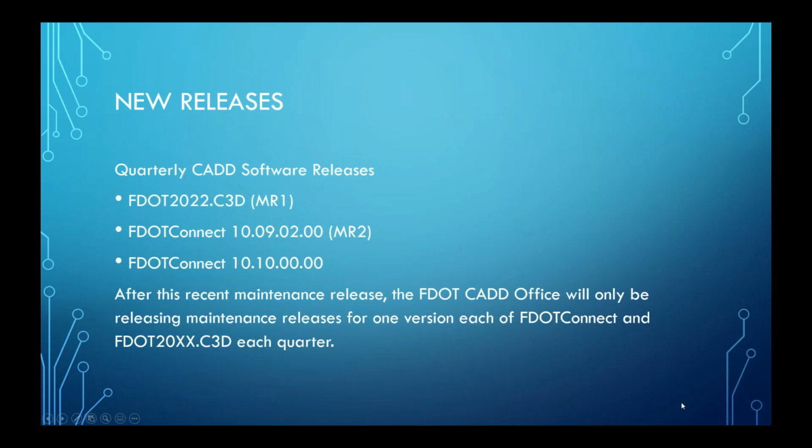As I mentioned on the previous slide, the FDOT CAD office recently published our quarterly maintenance releases. This software is available for download from the CAD office website as usual, which I will show you during the tour of the website. Another change that we'll be making to our software update schedule is that after this most recent maintenance release, the CAD office will be releasing only one update per platform each quarter. That is to say that we will have FDOTConnect 10.10 MR1 and FDOT 2022.C3D MR2, and not simultaneously release an update for FDOTConnect 10.09 or FDOT 2021.C3D.